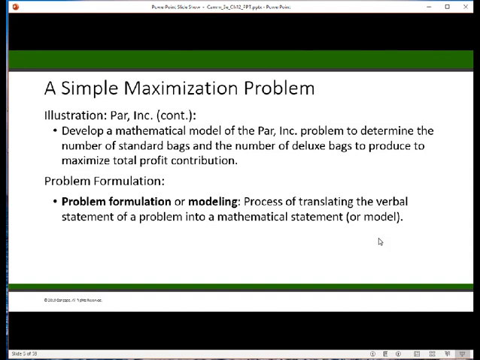So we're going to produce a model. We're going to formulate our problem, and that problem formulation process is also known as modeling. It's where we translate a verbal description of a problem into a mathematical statement. And in machine learning, we would say we're translating a domain problem into a statistical problem or a mathematical problem.